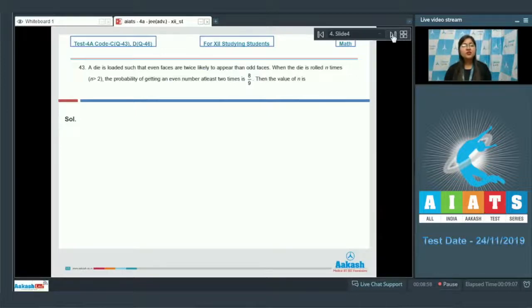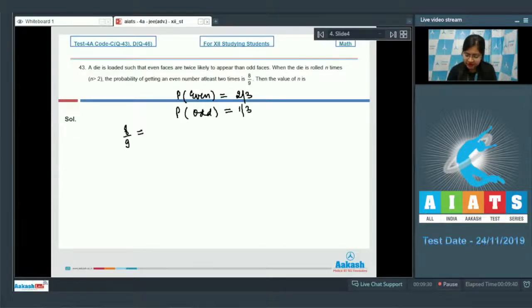Now next is question number 43, which says that a die is loaded such that even faces are twice as likely to appear than odd faces. That is, probability of occurrence of even faces is 2 by 3 and probability of occurrence of odd faces is 1 by 3. Right? Now, when the die is rolled n times, the probability of getting an even number at least 2 times is 8 by 9. Then we have to find n.